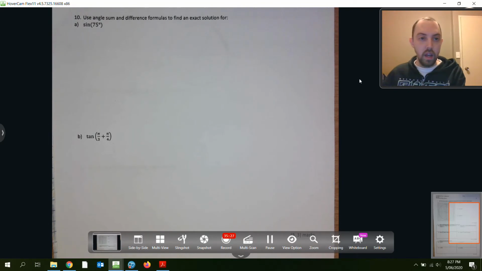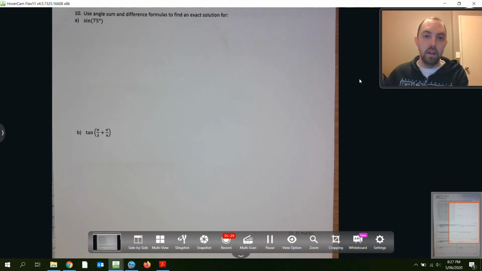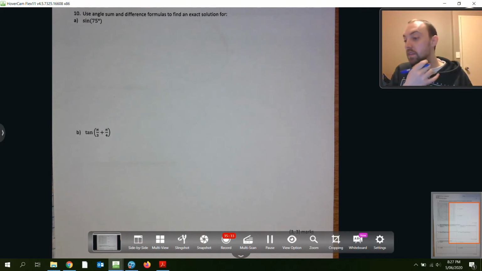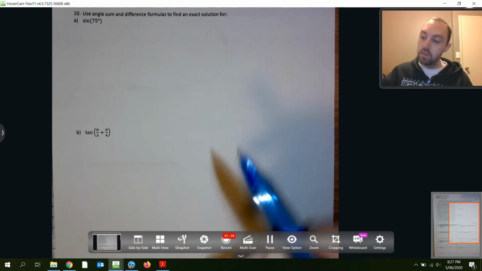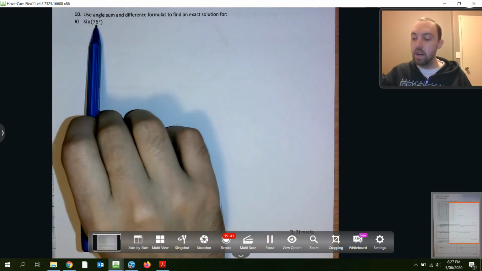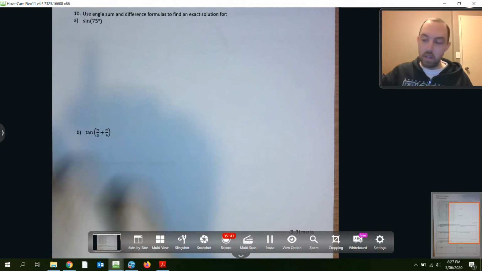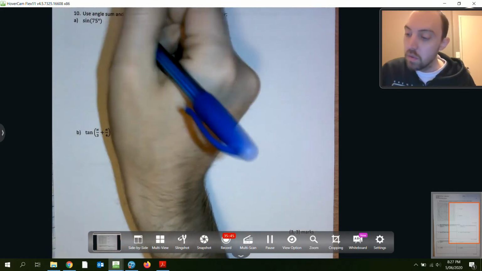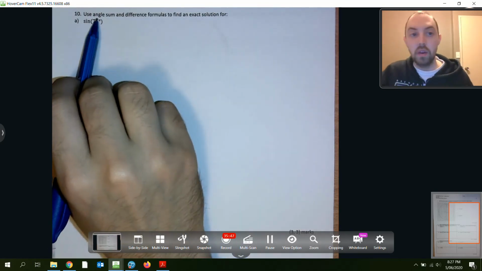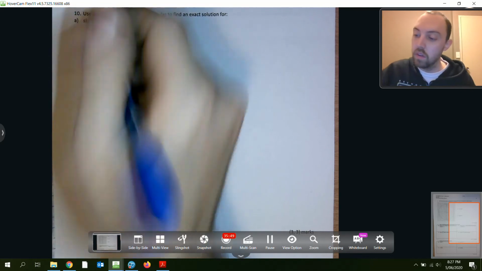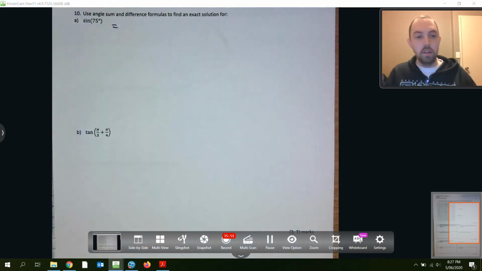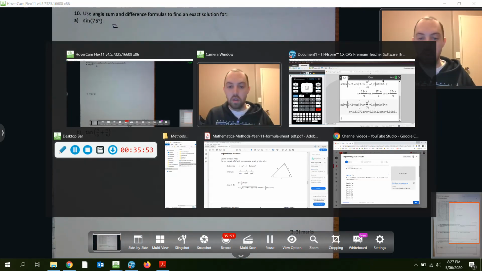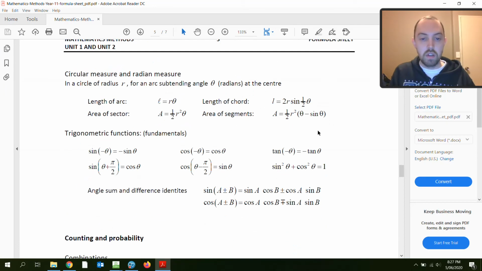Use angle and sum difference formulas to find an exact solution for sine of 75. Now we're in the calc section, so you should be able to find some solution for sine of 75 in an exact way, but this has told us to use the angle, sum, and difference formulas. Okay, you might need to be refreshed on them.